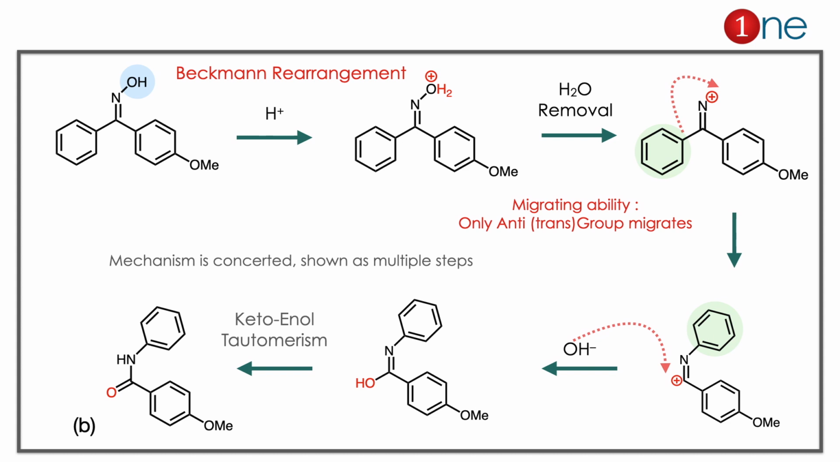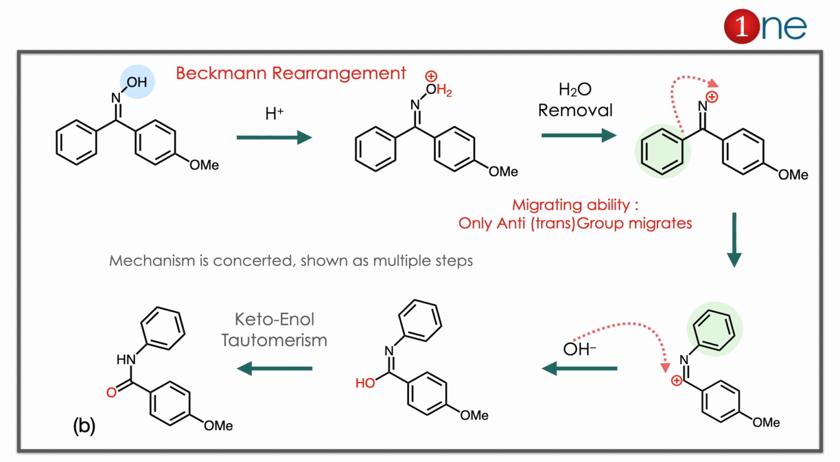So the OH minus, the removed water, attacks. So OH minus attacks, and you have OH formation. There is an enol-imine tautomerism, and you have amide formation. So the nitrogen is formed near the phenyl group. So the answer is clearly B there.